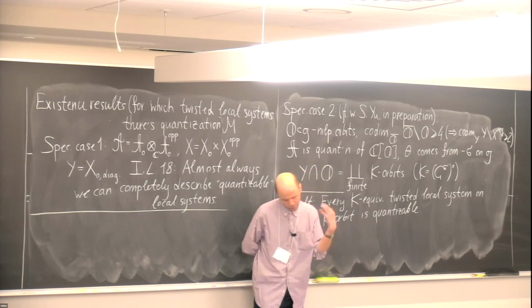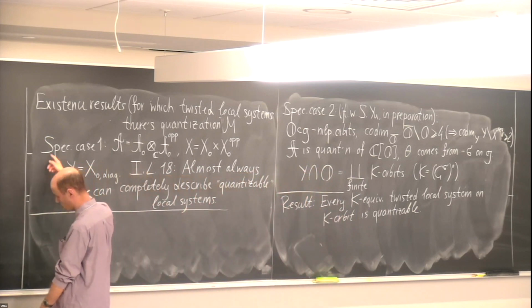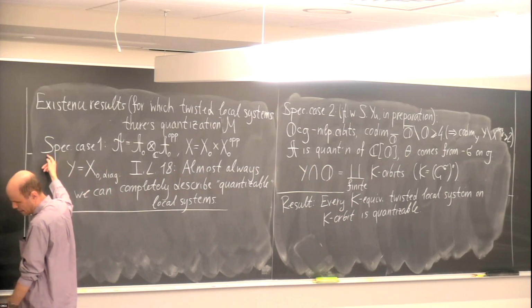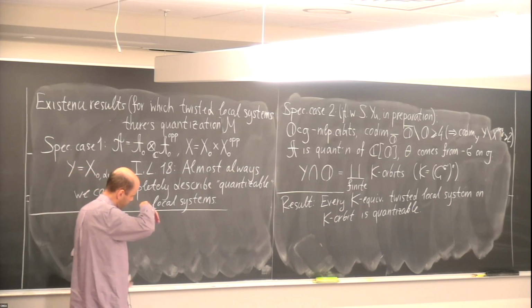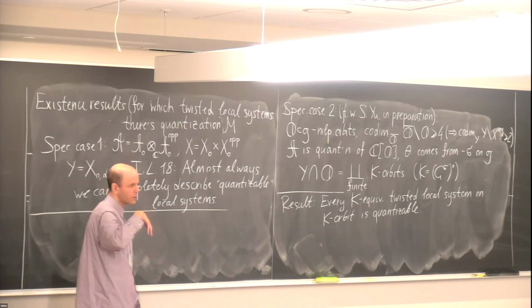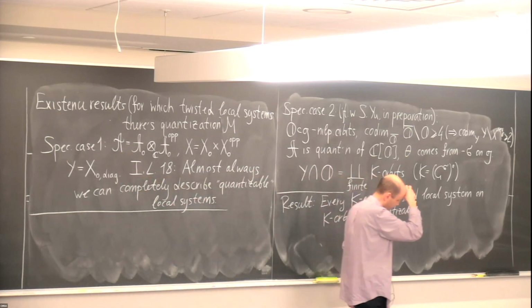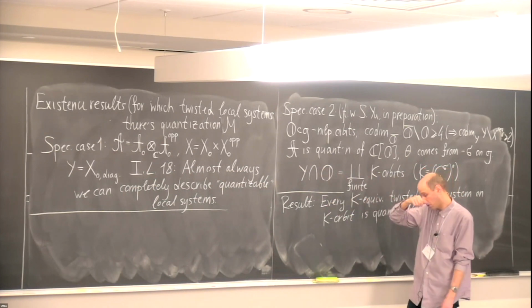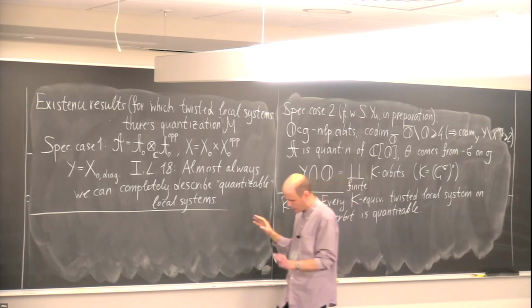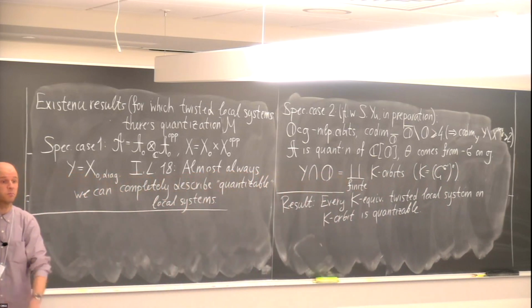There are some twisted local systems which will be missing, and that's a new phenomenon compared to here, where not every local system is quantizable, but the quantizable ones correspond to representations of certain quotients of the fundamental group. And in this setting, this is no longer true. So it's not complete. But we can in many cases say which twisted local systems are quantizable.